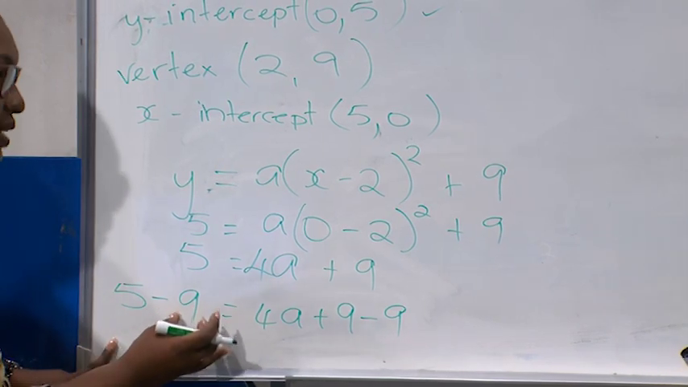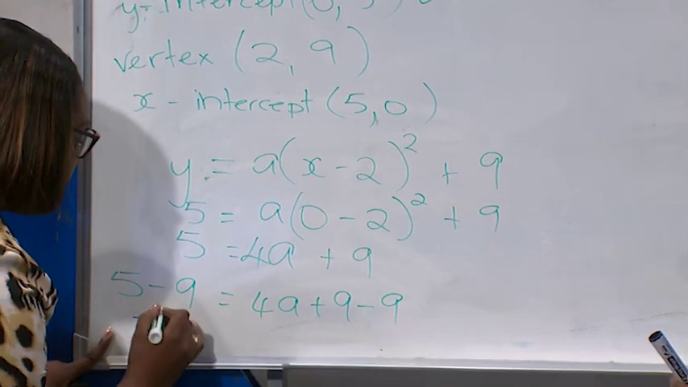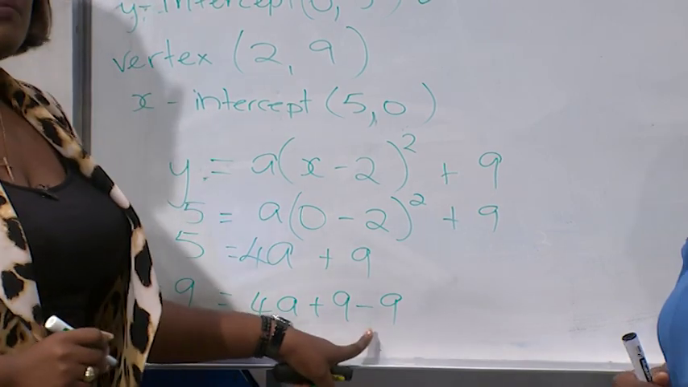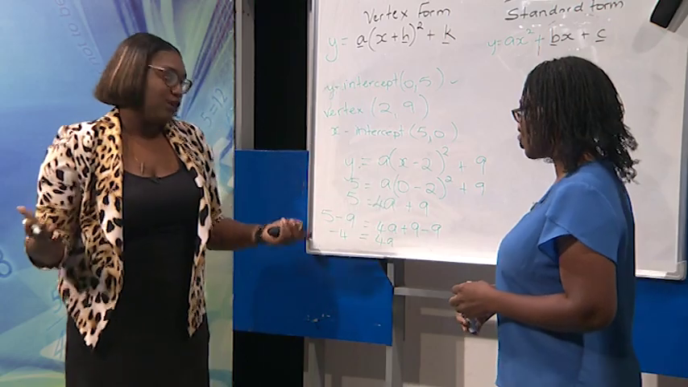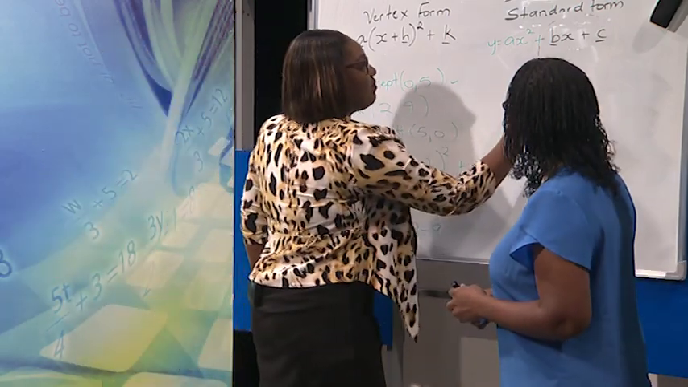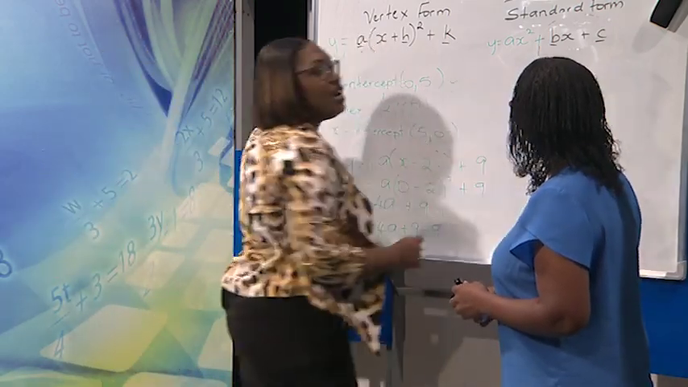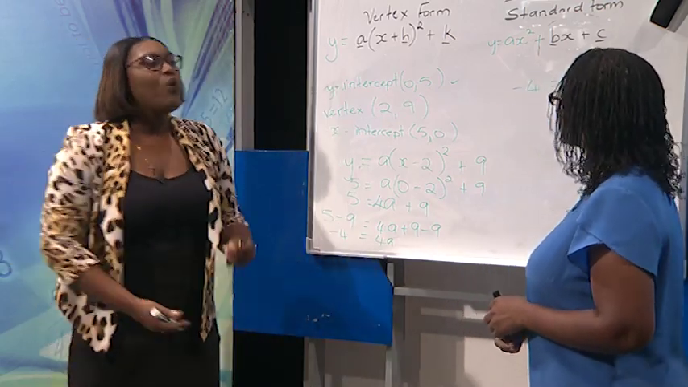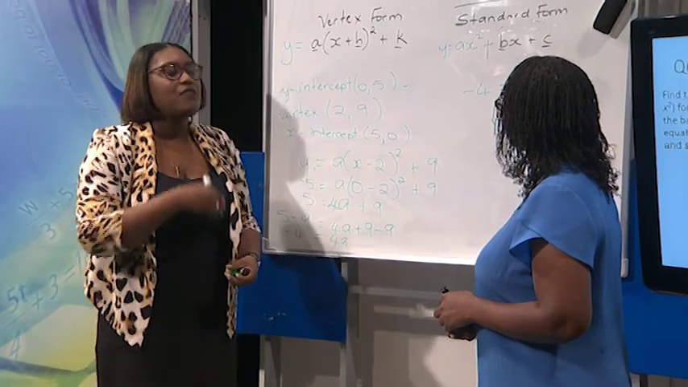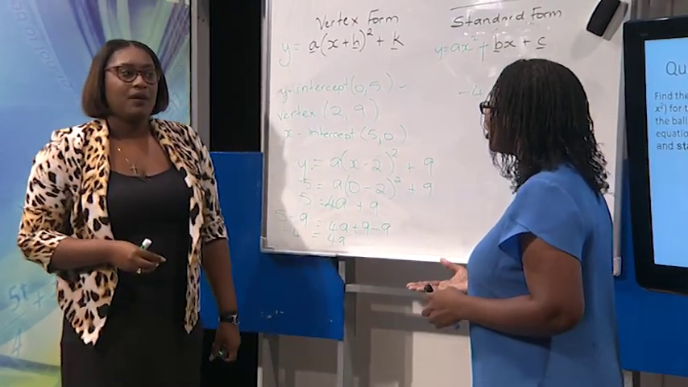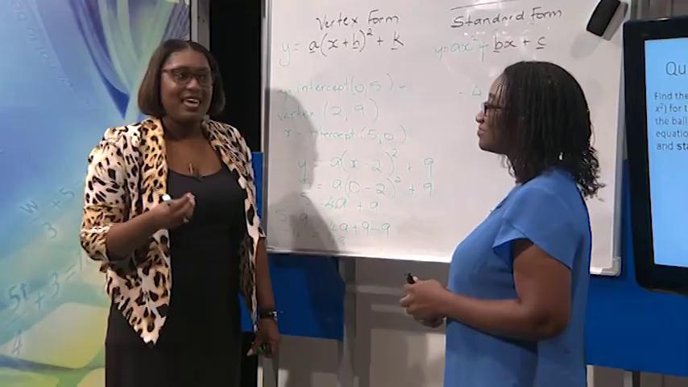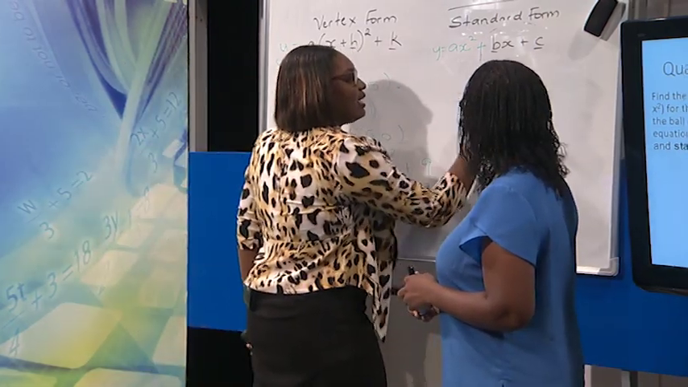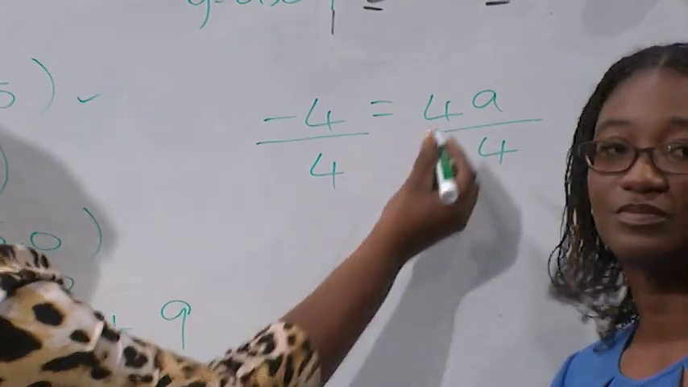5 take away 9 would give us -4. So -4 is equal to 4a, because 9 subtract 9 would leave us with 0. Now a is being multiplied by 4. What is the inverse operation of multiplication? Division. Remember, the aim is to get a by itself. So we're going to divide each side by 4.